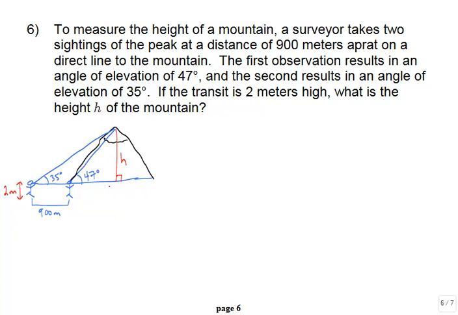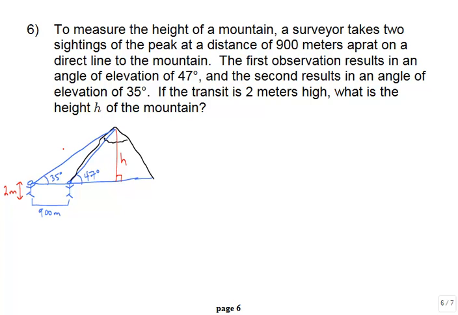Okay, so if we look at our picture, we're looking to find this h. Based on what we've been talking about in all of the examples today, we've been using the law of sines, which requires knowing an angle and its corresponding opposite side. So if we look at this h, we would need to know its opposite angle, which we do over here, this 35 degrees.